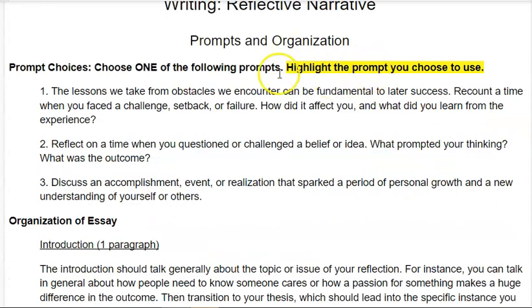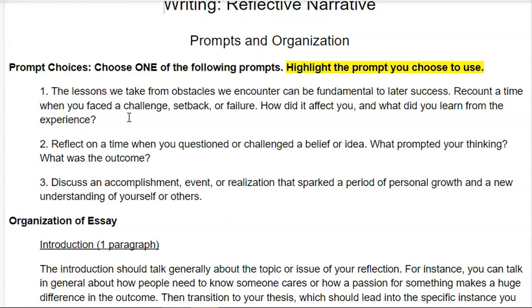So what you're going to do is, in your notebook, you're going to highlight the prompt that you want to use. The first one is: the lessons we take from obstacles we encounter can be fundamental to later success. Recount a time when you faced a challenge, setback, or failure. How did it affect you, and what did you learn from the experience? So you're just looking back to a time where you had a challenge, a setback, or failure, and what you learned from the experience.